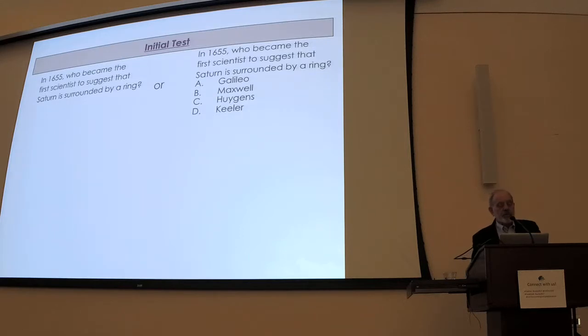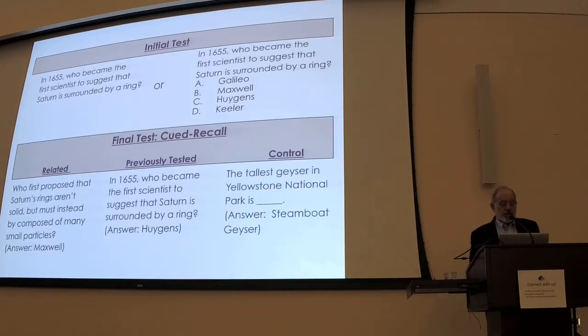So, for example, the initial test, if it was cued, might be: in 1655, who became the first scientist to suggest that Saturn is surrounded by a ring? That would be the cued recall version. Or in the other one, the same question followed by those 4 alternatives. And then on the final test, you could have exactly the same previously tested question, again in cued recall form, or it could be a control question from the other passage, or, and this is of primary interest, it could be related: who first proposed that Saturn's rings weren't solid, but instead composed of many small particles?